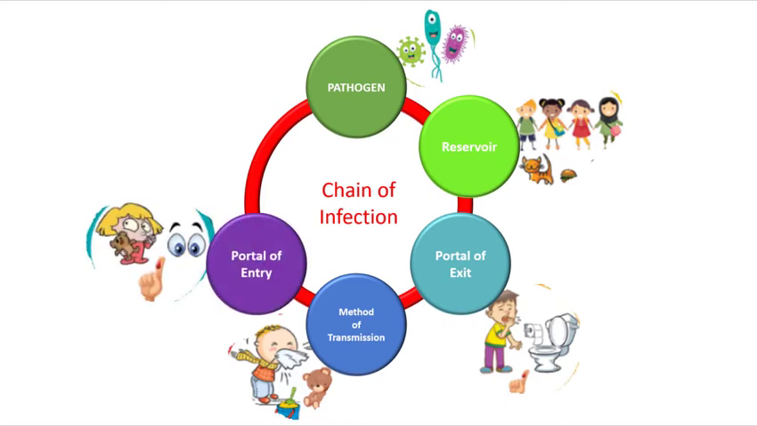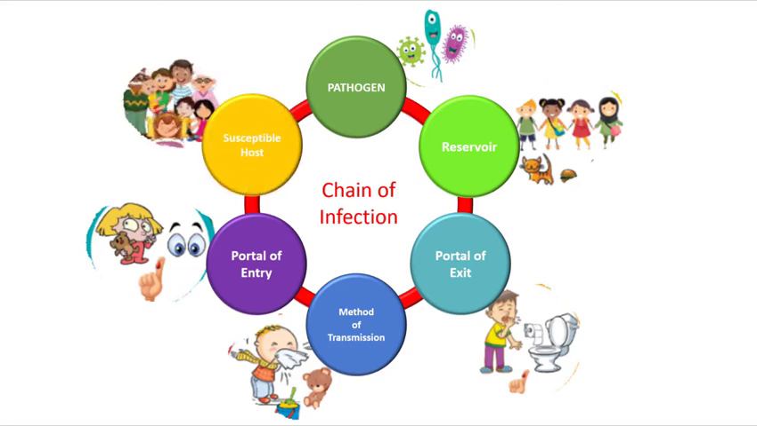So just as a pathogen must have a way of leaving the reservoir, it must also have a way of gaining entry into a new reservoir. This is called the portal of entry. So in a case of person-to-person contact or animal-to-person transmission, potential portals of entry include the respiratory tract, the digestive tract, the genitourinary tract, the eye, and breaks in the skin.